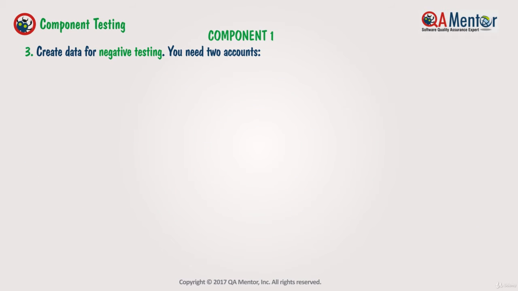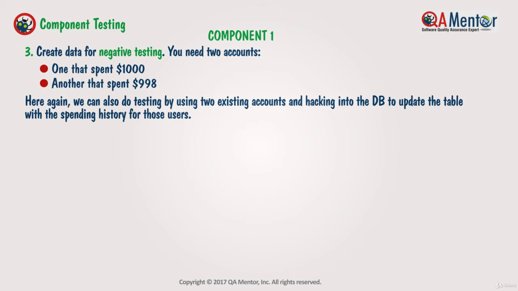3. Create data for negative testing. You need two accounts. One that spent $1,000, another that spent $998. Here again, we can also do testing by using two existing accounts and hacking into the DB to update the table with the spending history for those users.